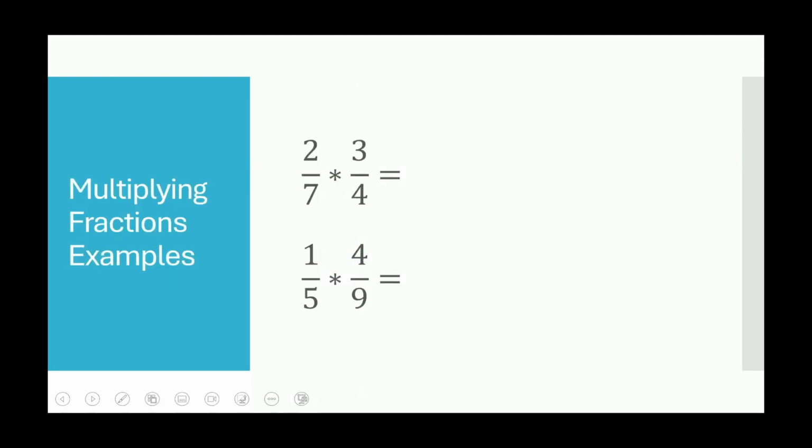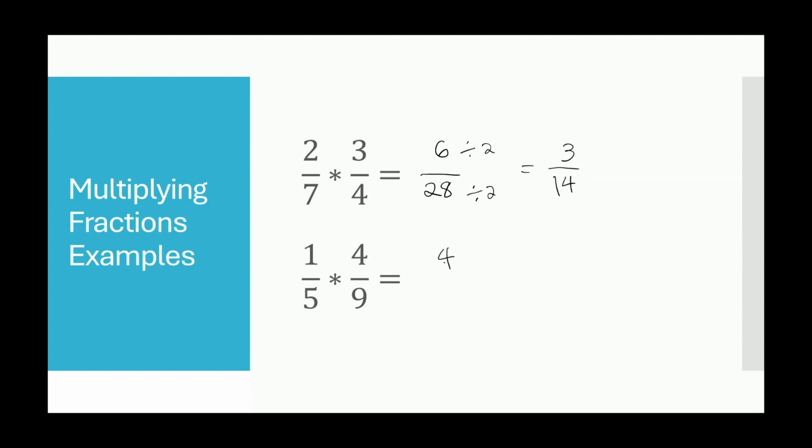Quick examples. You can absolutely draw these out, but if you'd like to just do the fast way, we're going to multiply the numerators. 2 times 3 is 6. 7 times 4 is 28. We're going to stop and see if we should be simplifying this fraction, and I think we can. Let's divide it by 2. Now we have 3/14. That's not going to get any simpler.